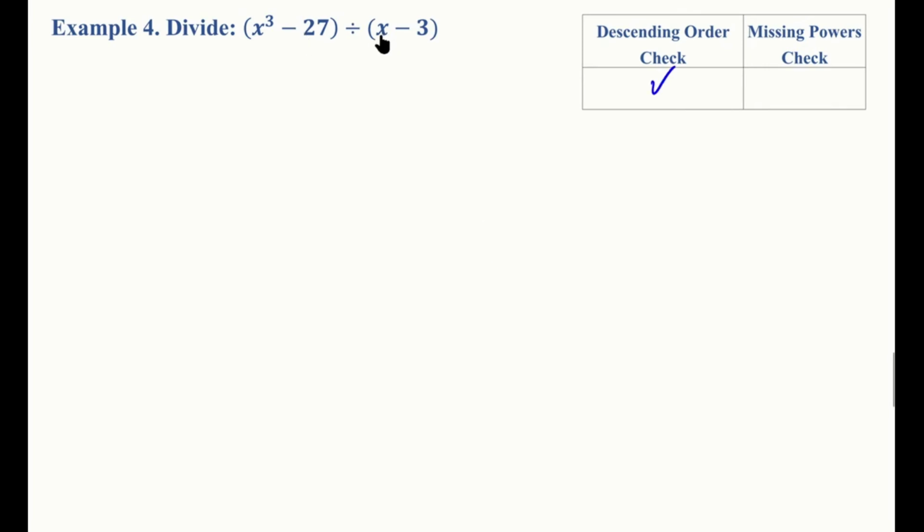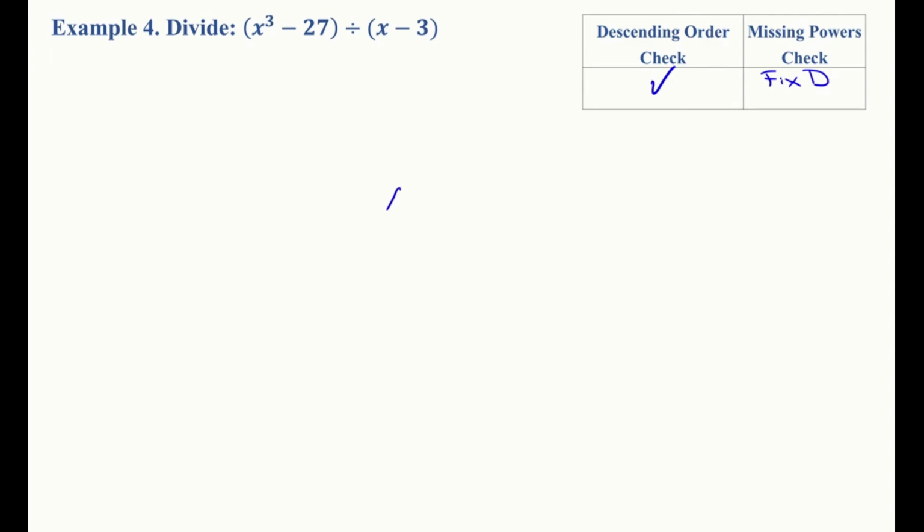How about missing powers? The divisor is okay, there are no missing powers, but notice the dividend actually has two missing powers. The square term is not there and the first degree term is not there. So the second and first degree terms are missing. So we're going to use fillers for those. So as far as missing powers, the divisor is okay, but we need to fix the dividend, apologies.